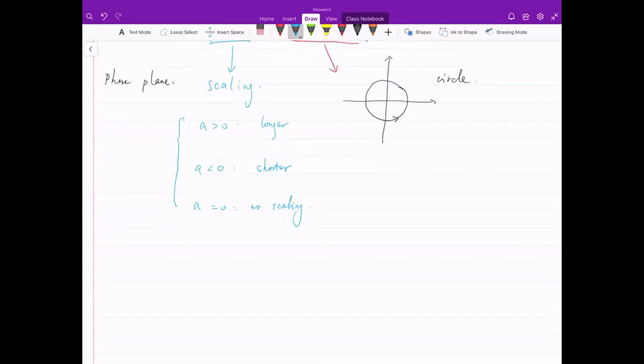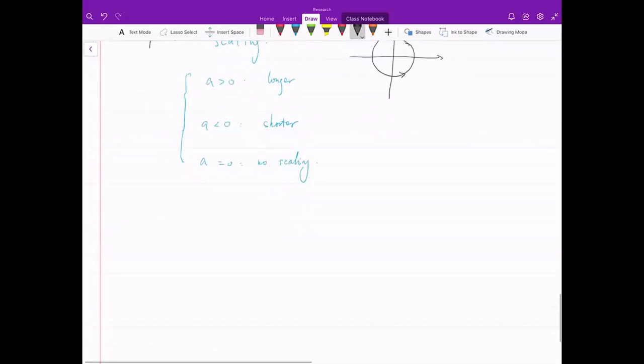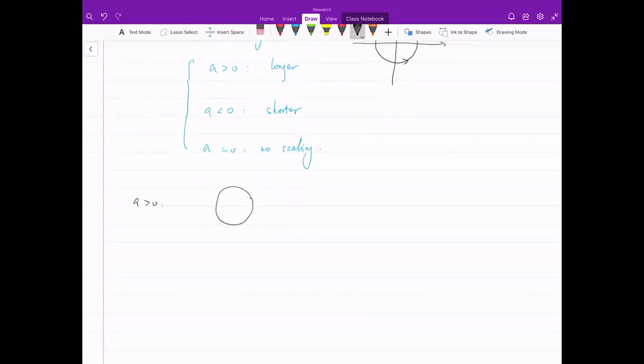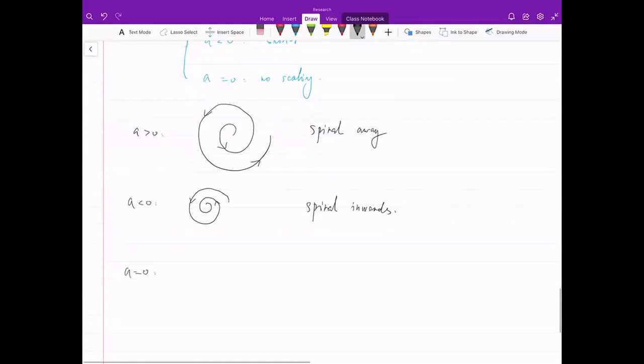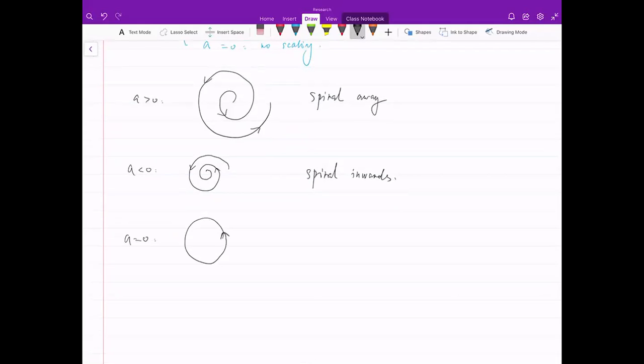Andrew? So when you mean it gets longer, does that just mean the circle gets larger? Let me draw it. Okay. A bigger than zero, you're doing a circle if nothing changed, right? But now if it gets longer, you basically have this. Spiral. And you spiral away. As you rotate, you become longer. You become bigger and bigger and bigger. When A is less than zero, you also spiral, but you spiral this way. Okay, you spiral in. If A equals zero, you spiral and don't change anything, you become a circle.